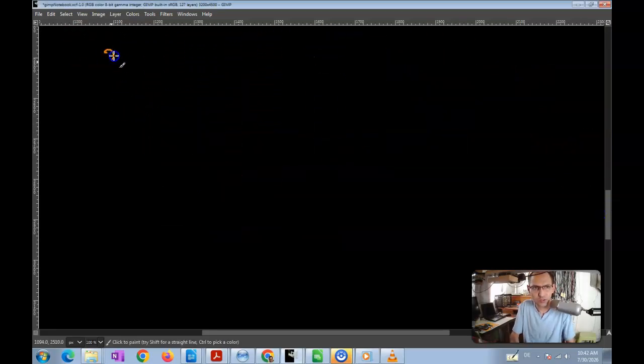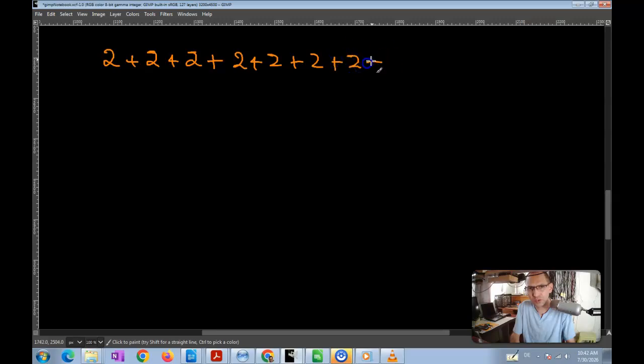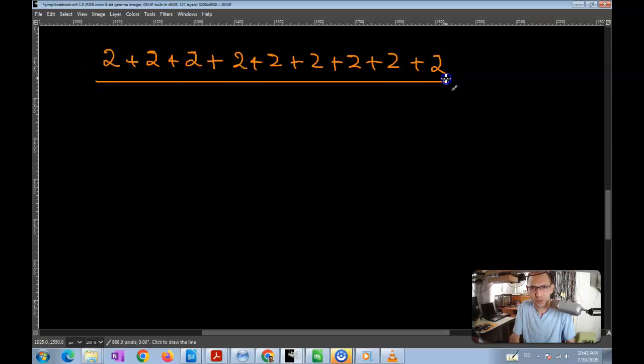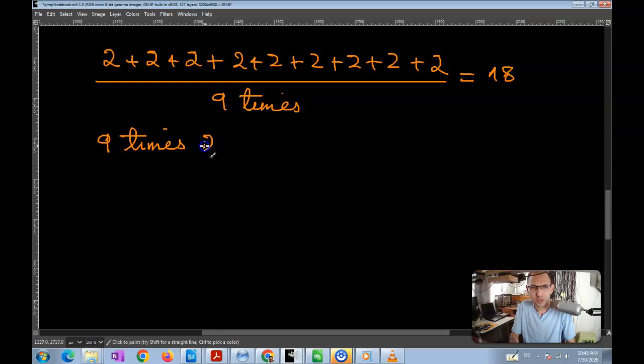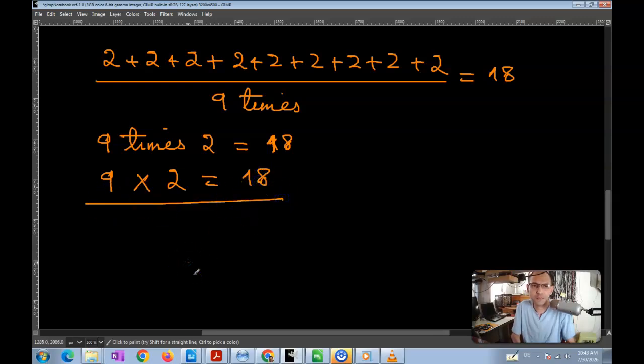So again we have the same story. We have 2 plus 2 plus 2 plus 2 plus 2 plus 2 plus 2 plus 2 plus 2. So this is 3, 6, and 9. So this is 9 times, equal to 18. So instead of writing this very long expression, I could say 9 times 2 is equal to 18. That is the meaning of multiplication.